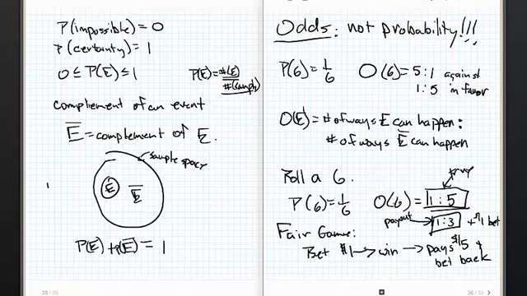All right, I hope that was helpful. We'll play around a lot more with probabilities. They're a good time. Thanks for paying attention.